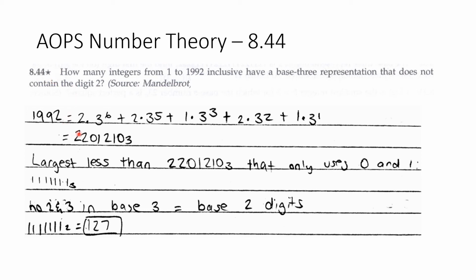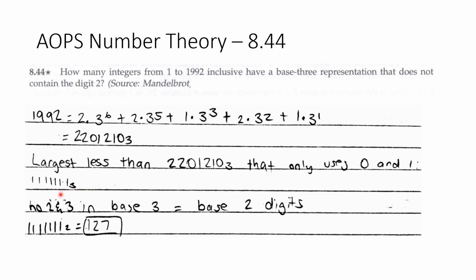1992 is equal to 2 times 3 to the power of 6 plus 2 times 3 to the power of 5 plus 1 times 3 to the power of 3 plus 2 times 3 to the power of 2 plus 1 times 3 to the power of 1, which is equal to 2201210 in base 3. So we have to find the largest integer that uses only 0 and 1 less than this number.